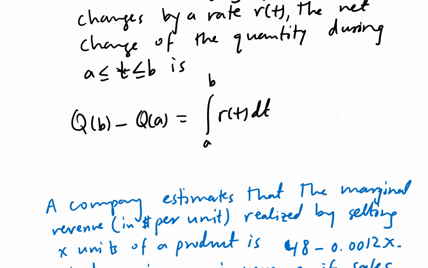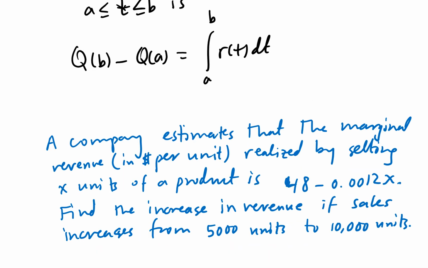We have an example. A company estimates that the marginal revenue in dollars per unit realized by selling x units of a product is modeled by this function, 48 minus 0.0012x. Find the increase in revenue if sales increases from 5,000 units to 10,000 units.